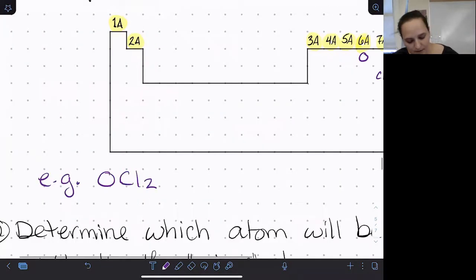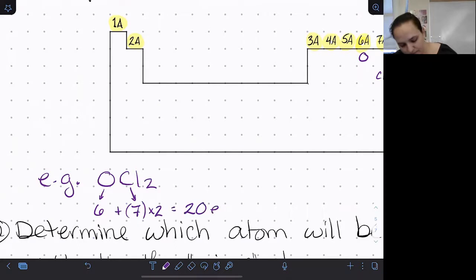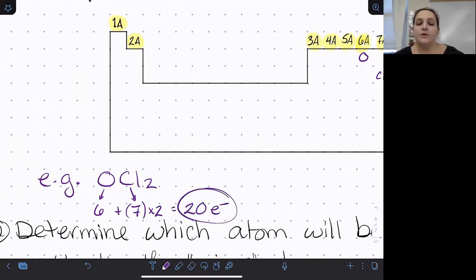So that means that my oxygen atom is going to bring 6 valence electrons to this Lewis structure party, and my chlorine is going to bring 7 for each chlorine atom. And remember that that subscript is telling me that there are 2 chlorine atoms in this formula. So I'm going to have 6 plus 7 times 2, which gets me a total of 20 valence electrons.